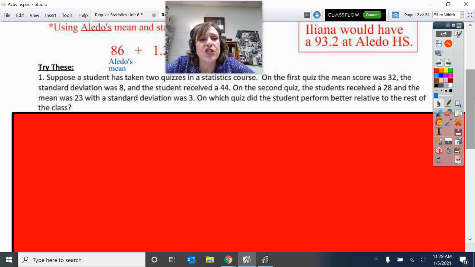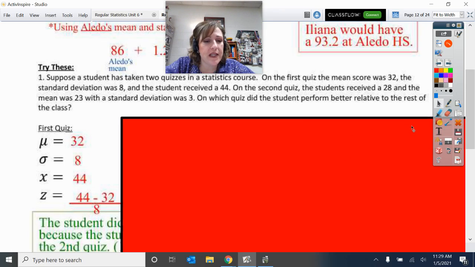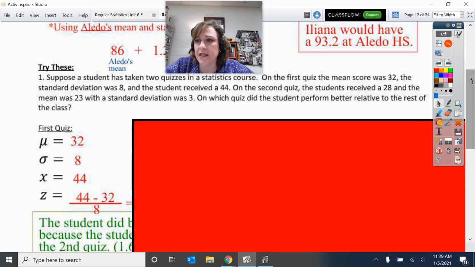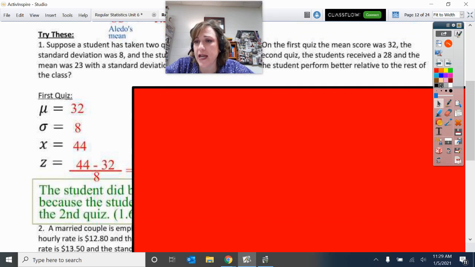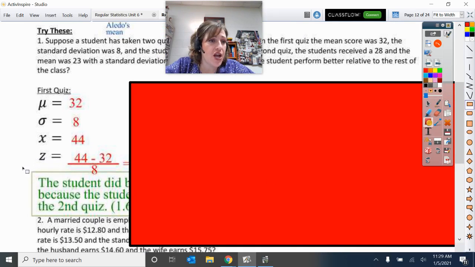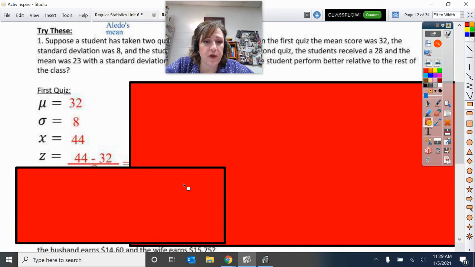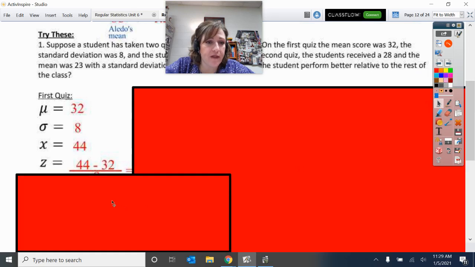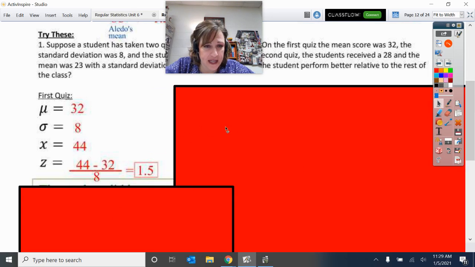So, do you see the problem here? We have two quizzes which have different means and different standard deviations. So they may even have different point systems, okay? And we want to compare how he did when I'm comparing these different point systems. So what we need to do is find that standard score at each location. So that's what I do here. I've written out the facts here.